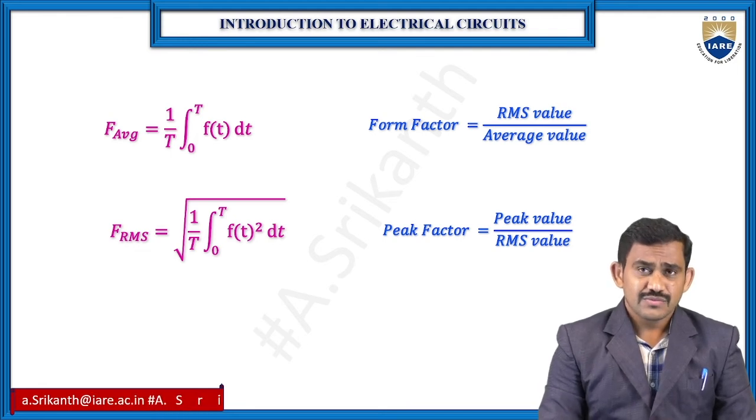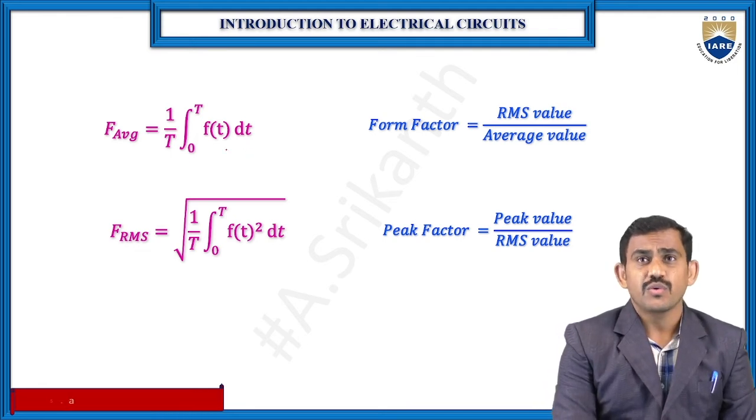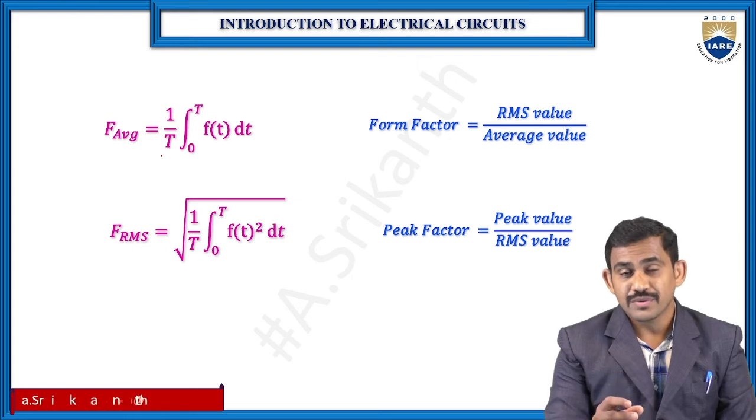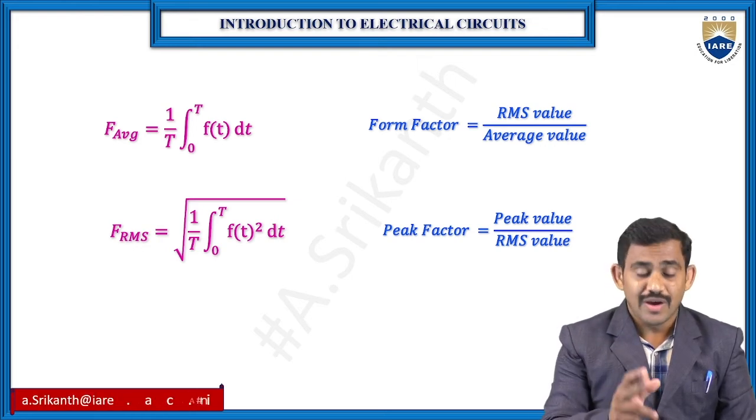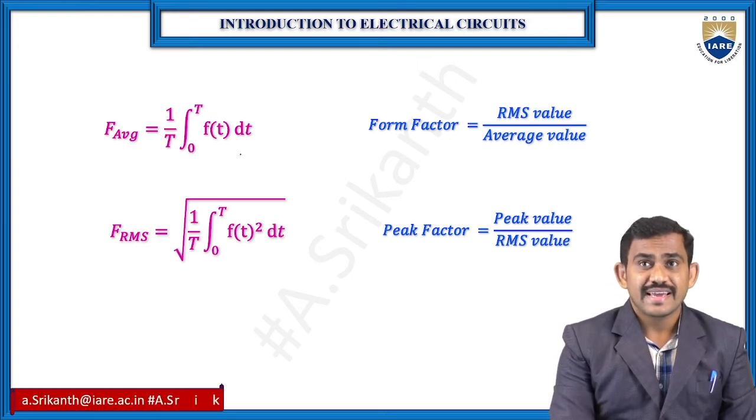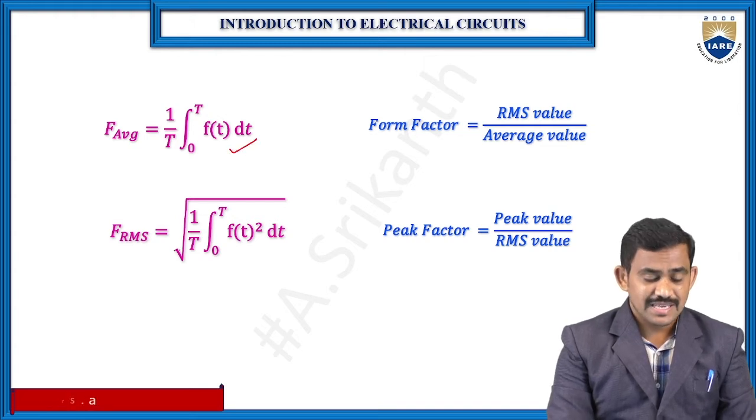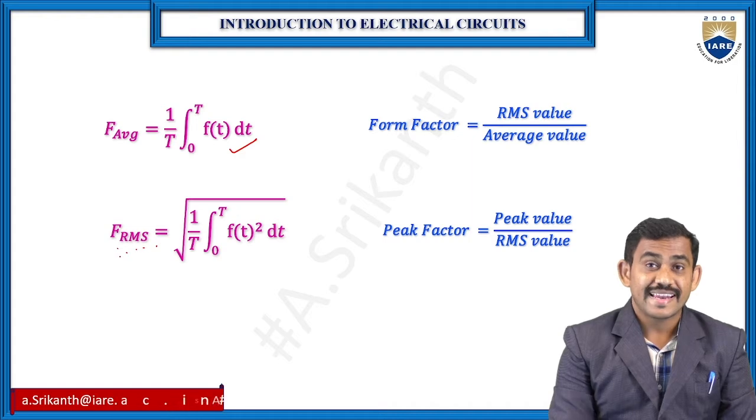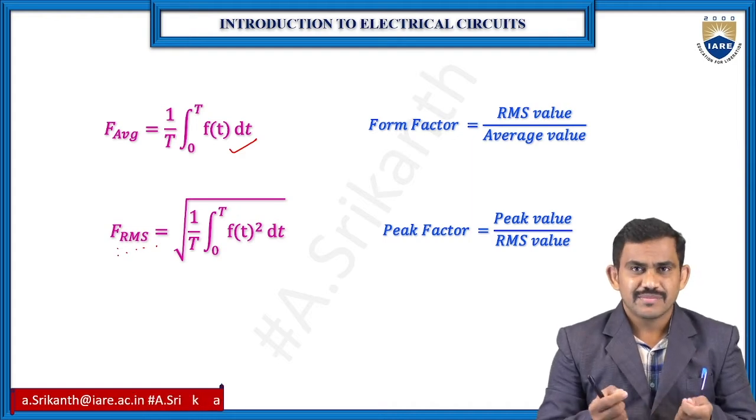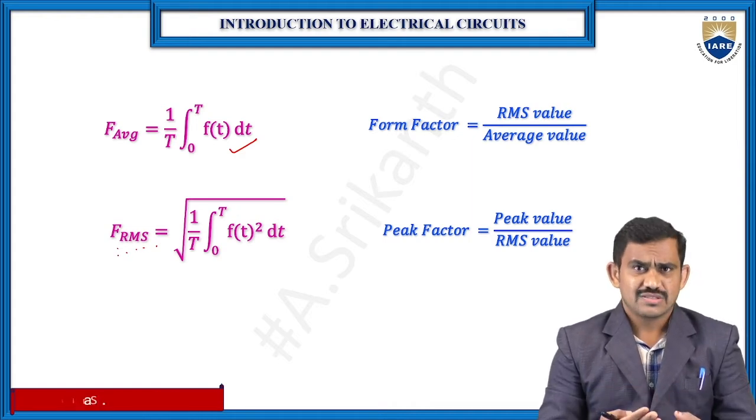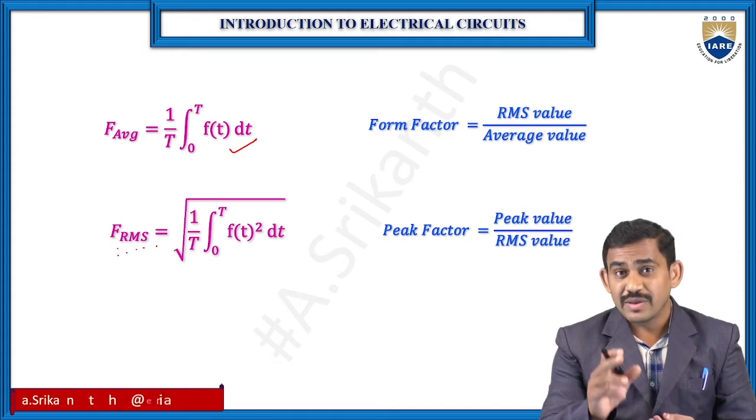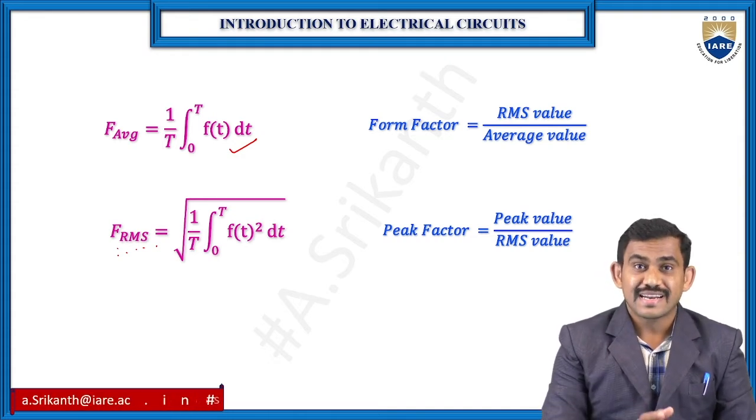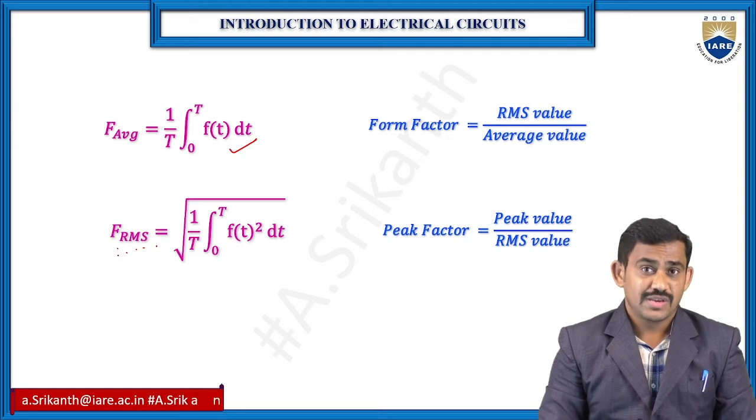For that, the formula for the average value of any periodic wave is 1 by T, integral 0 to T, f of t dt, and the same for the RMS value, root mean square. Any meter we use to measure voltage or current shows only the RMS value, not the average value, not the peak value.